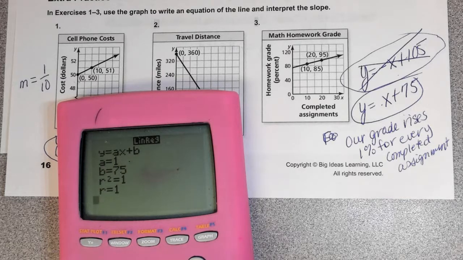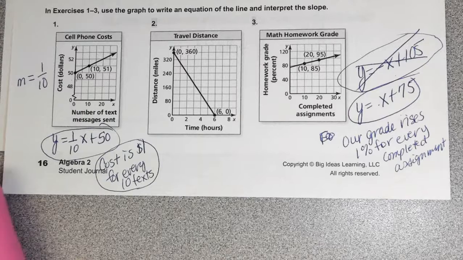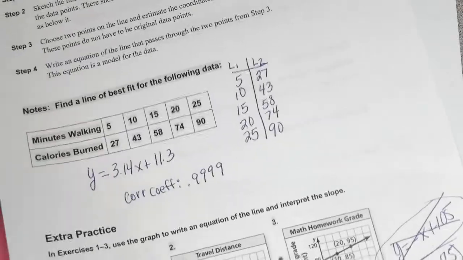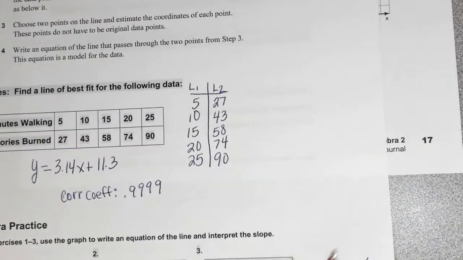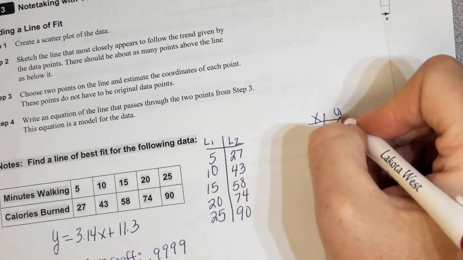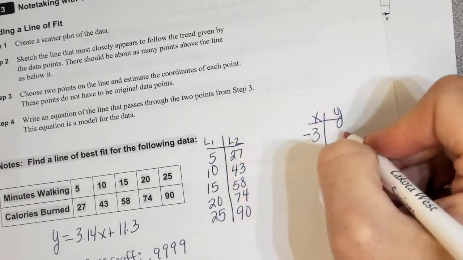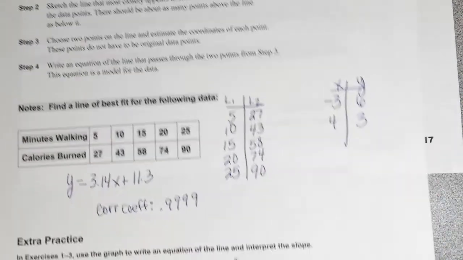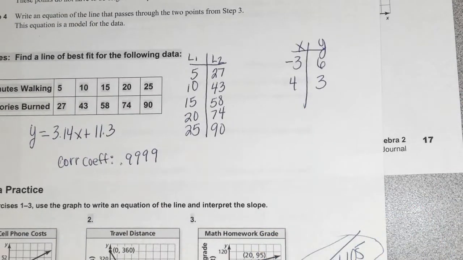Okay? Any questions over any of this? Do you feel like you can do the calculator on your own? Maybe. We can try another one if you want. Let me see if I have another one here. Let's just make one up. Let's see if you guys can come up with it. Let's just do -3, 6, and 4, 3. Use your calculator to come up with the equation for that line.